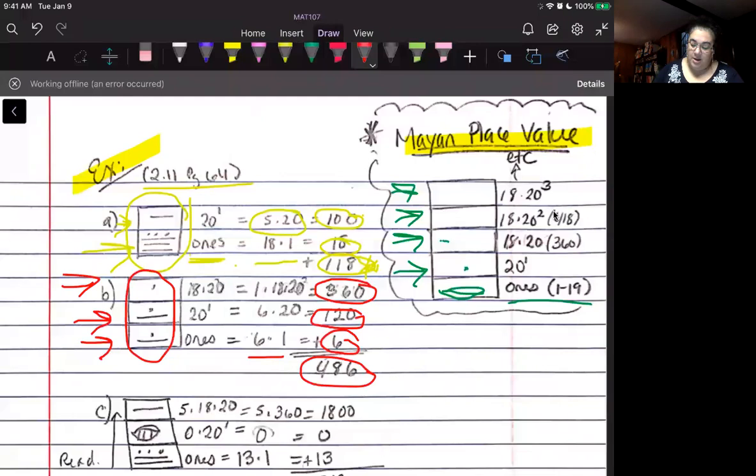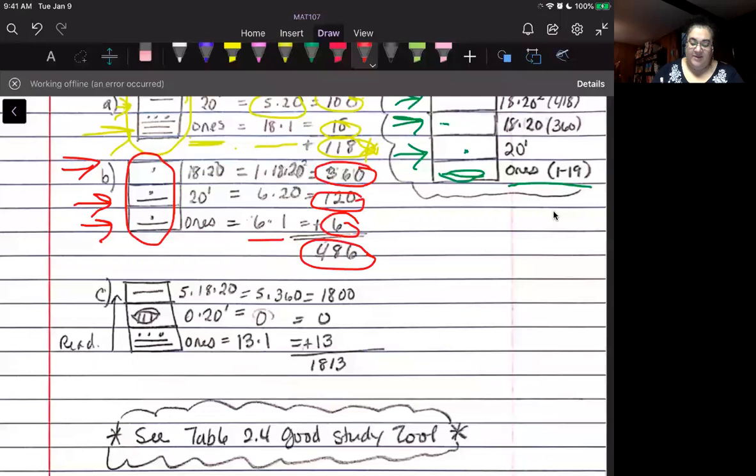Let's do one more for good measure. So you can see here, this is the symbol I'm looking at, okay? And remember that I have to read it from bottom to top. So I start down here in the ones place. The ones place has 5, 10, and 3, so that's 13. That's 13 times 1. So in my ones place, I have 13. In my 20s place, they gave me the symbol for 0. So that's 0 times 20, that's 0, okay? In my 360s place, they gave me the symbol for 5. So that means I have to do 5 times 360, which is 1,800. Okay, so if I add those together, that's 1,813, and that is the quantity that this numeral in the Mayan system represents.